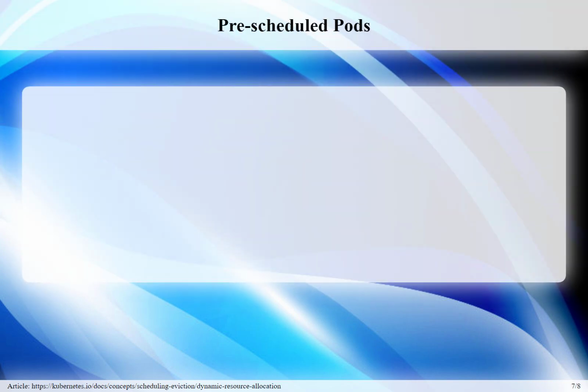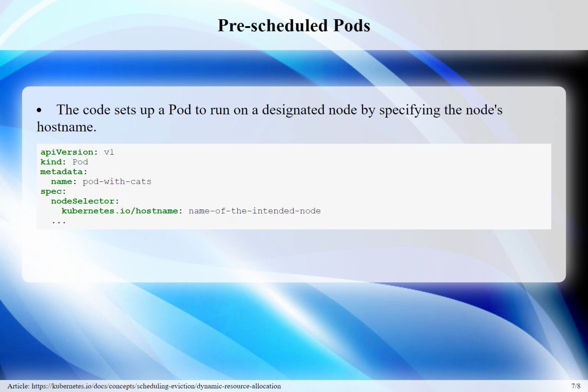Pre-scheduled pods. The code defines a pod with a nodeSelector field specifying that the pod should be scheduled on a node with the host name of the intended node. This configuration ensures that the pod is pre-scheduled to run on a specific node based on the node's host name.